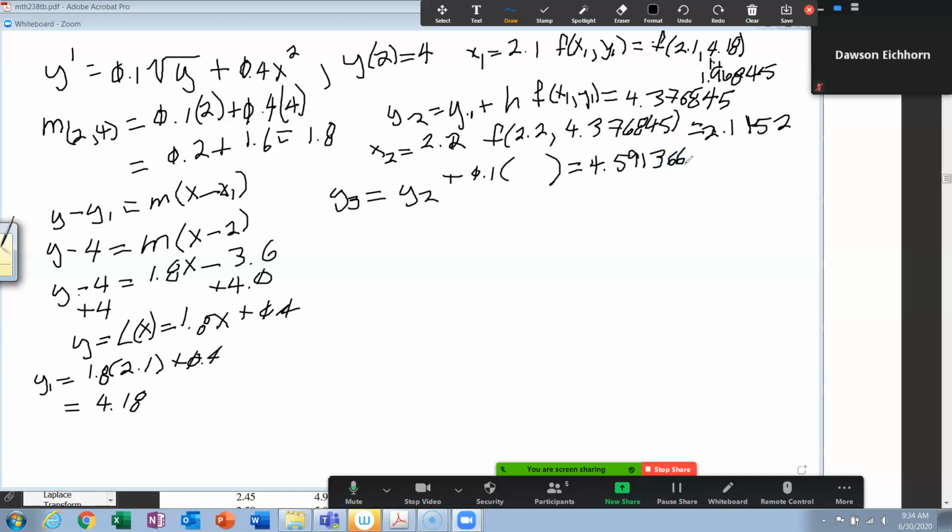Let's see if we agree. Our y3 is 4.5914. They rounded a little earlier than I did. Do you see how this procedure works? Any questions about it? It's mostly just bookkeeping, and my bookkeeping is sort of sloppy here because the writing is really bad.